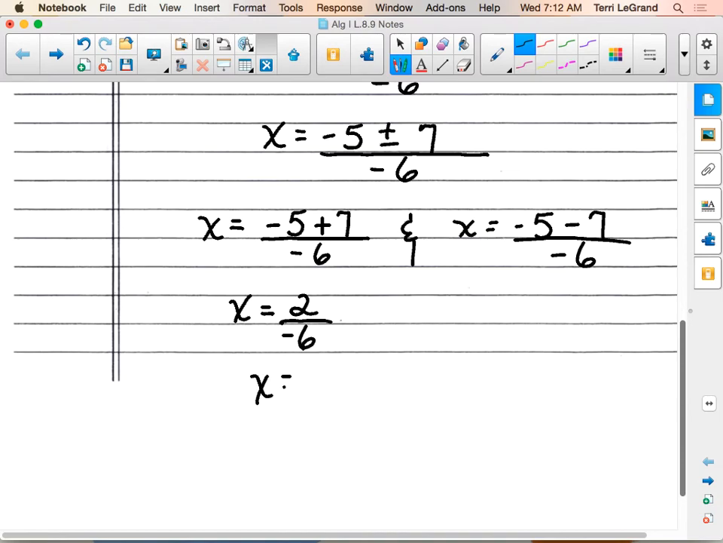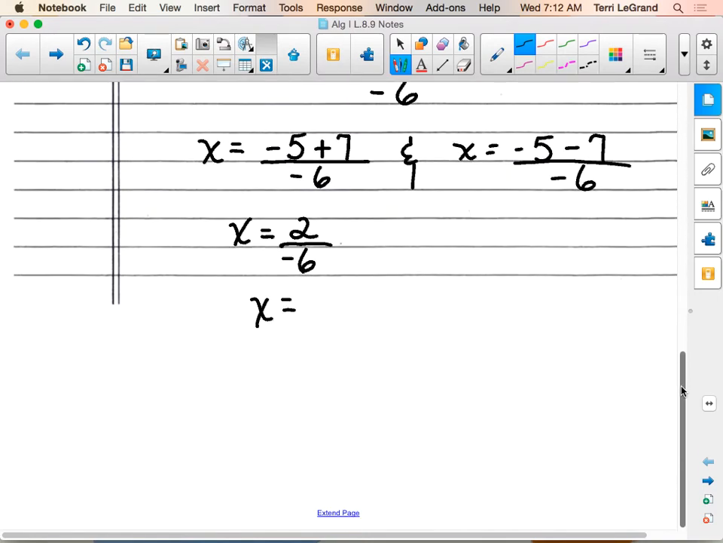And we're going to finish that one up. We have 2 over negative 6, a positive divided by a negative is a negative. 2/6 can be simplified to 1/3. There's one of our solutions.